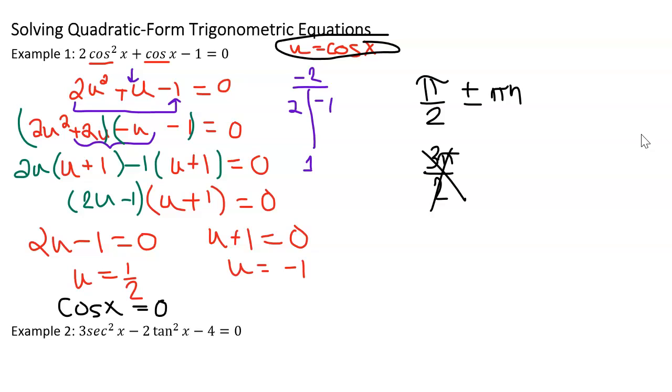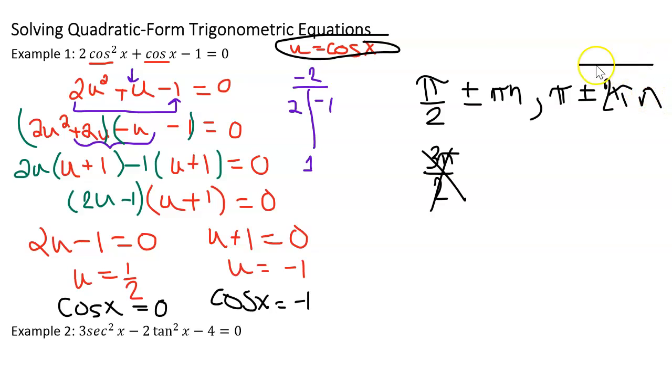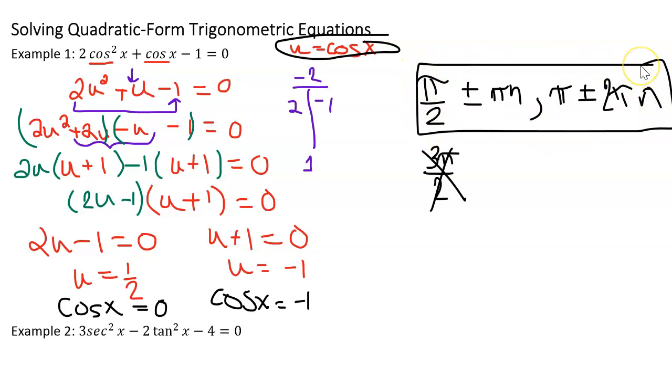For our second equation, we've got u is equal to -1, which means that cosine x is equal to -1. Where on the unit circle is cosine x equal to -1? Is it 0, pi halves, pi, or 3 pi halves? The correct answer for this one is pi. And that's not going to repeat every 180 degrees or every pi, because when you add pi, you get +1 instead. So this one, we're going to add 2 pi n. And that's our final answer for the first example.